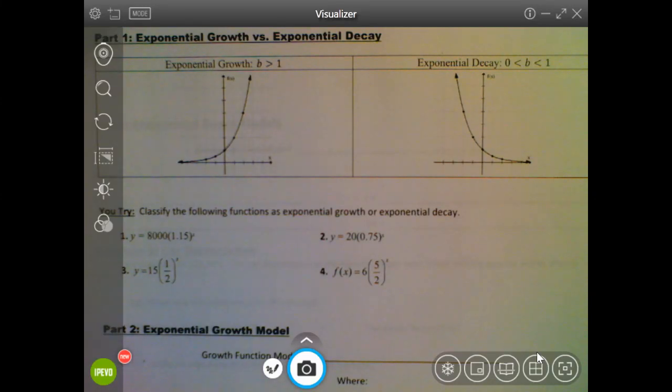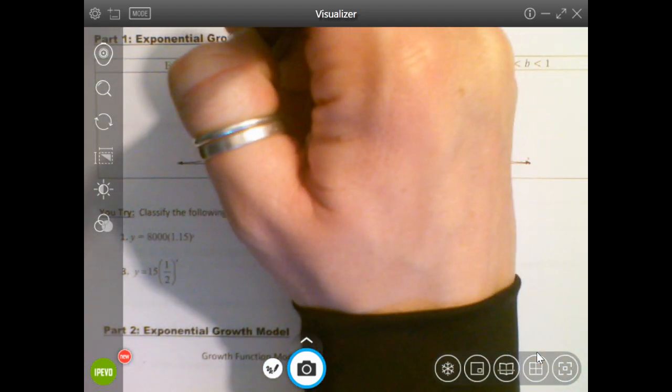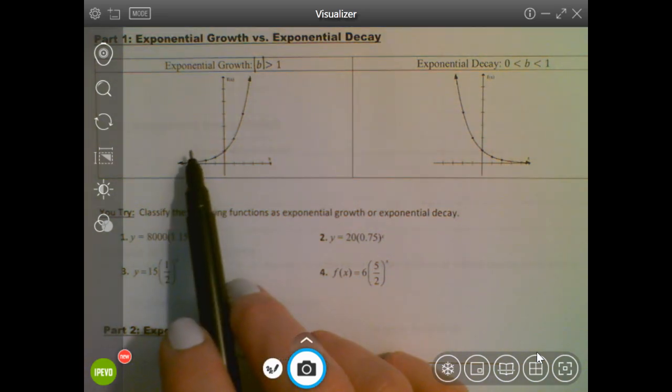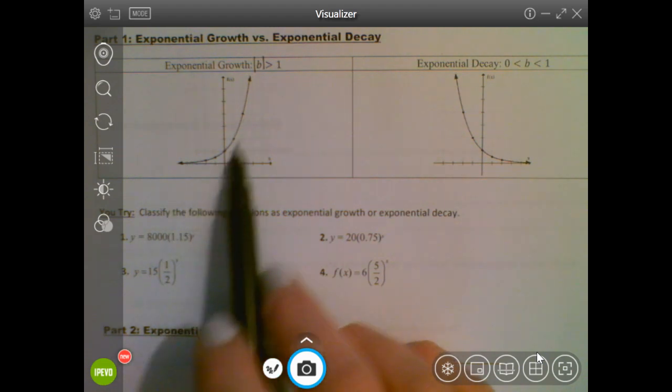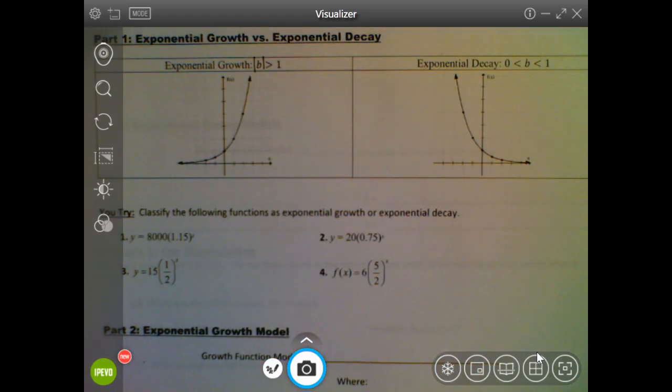Hi, everyone. Today we're going to be talking about exponential growth and decay models, and we're going to be looking at some applications. But first, I just want to go over again what exponential growth and decay is. When we were talking about graphing exponential functions, we said that if the absolute value of the b value was greater than 1, then we would have an exponential growth function, and it would look something like this. So, it would be increasing from left to right.